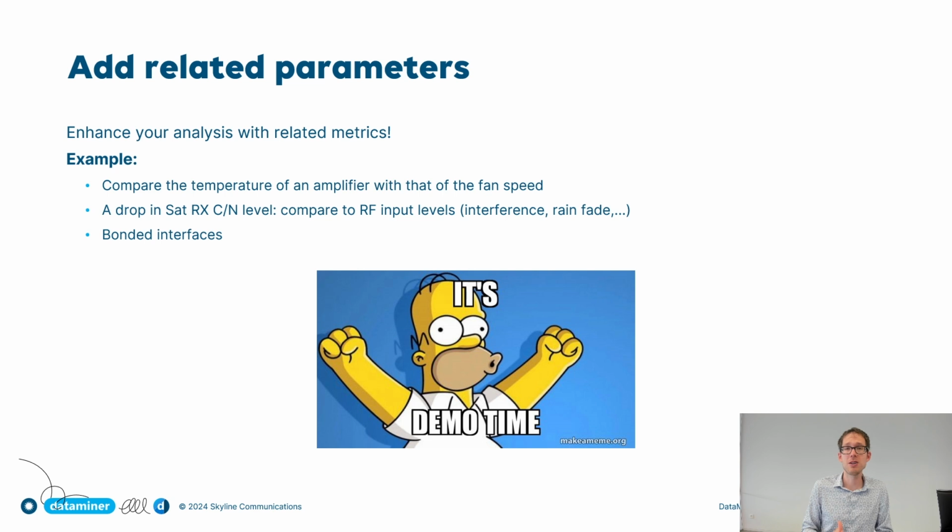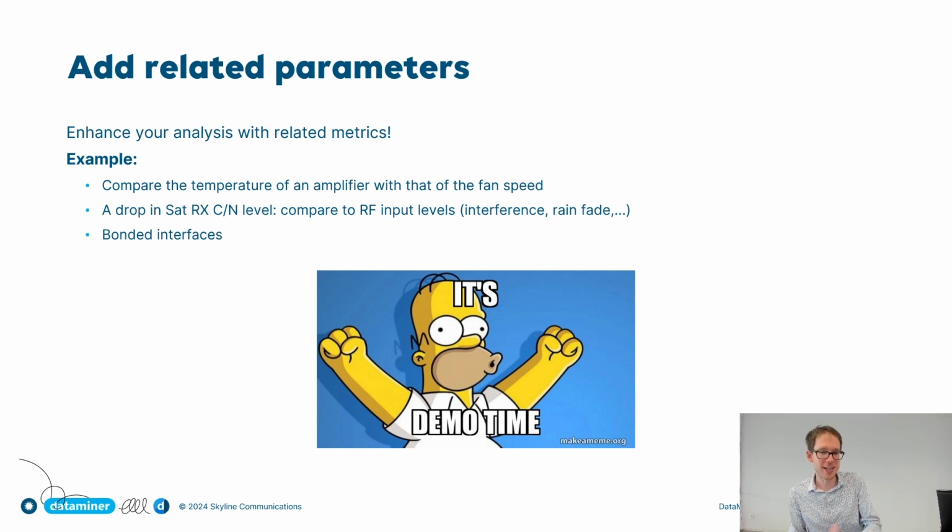Another example are bonded interfaces. Basically, they spread the load over multiple interfaces. So these parameters should behave similarly. And when they no longer behave similarly, well, then there is a problem. So these interdependencies between metrics, between parameters, play a huge role in network management. Now, the feature that I'm going to talk about is going to point you towards related metrics when you're investigating a certain metric. And this can be of great help.